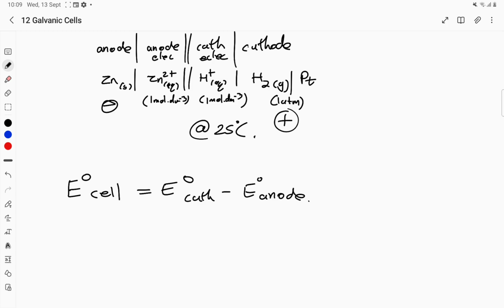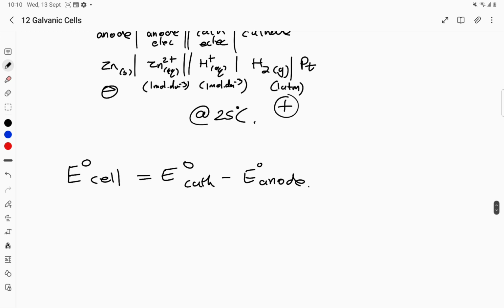So we have the E0 cell is the standard cell potential in volts. E0 cathode is the standard reduction potential of the half cell in volts, and E0 anode is the standard oxidation potential of the half cell of an anode in volts. Okay, so it's quite straightforward. These values are on that sheet, that table of standard reduction potentials. So let's take a look at some examples. It's straightforward maths. It's really not difficult.